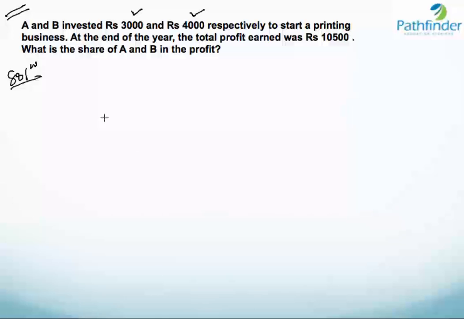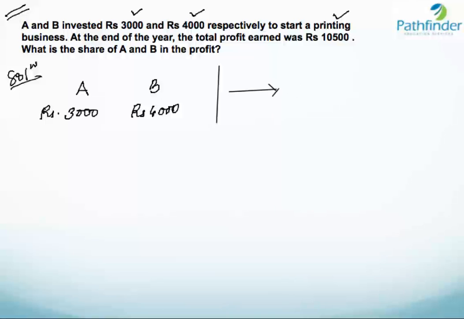So we have A and B who have invested rupees 3000 and rupees 4000 in a printing business. Now, what kind of profits will they share? Because nothing is given about the time period for which A and B have invested this money, we will assume that both have been in operation for the same time period, and therefore this is a simple partnership. Which implies that their profits will be shared in the ratio of their investments.